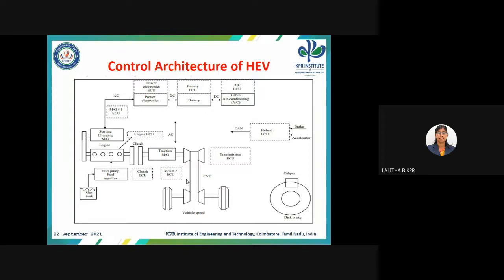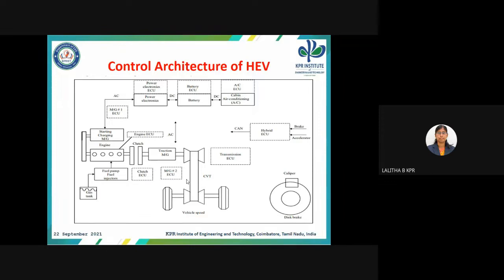So the next ECU is the electric motor ECU. The electric motor ECU is responsible for switching the electric motor from motoring mode to generator mode. When the battery is in discharge condition, the motor will be operated. And when the electric motor is in generating mode, the battery will be charging. So this EM ECU gives the switching of the electric motor from motoring mode to generating mode and also controls the motor to deliver the torque demanded by the hybrid ECU. The electric motor ECU consists of various control strategies such as constant torque control and field weakening control.